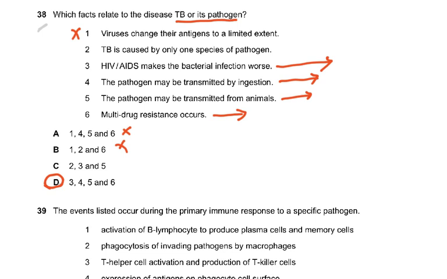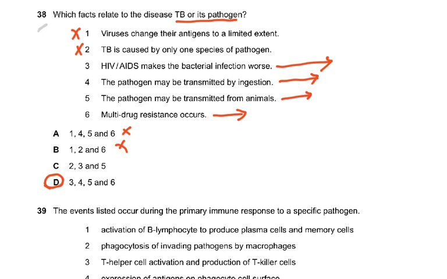Because TB is caused by only one species of pathogen. This was wrong. TB is caused by Mycobacterium tuberculosis and Mycobacterium bovis. So if you ruled out 1 and 2, you knew wherever there was 1 or 2 that was wrong, so you're only left with D. That was a very easy way of doing it.